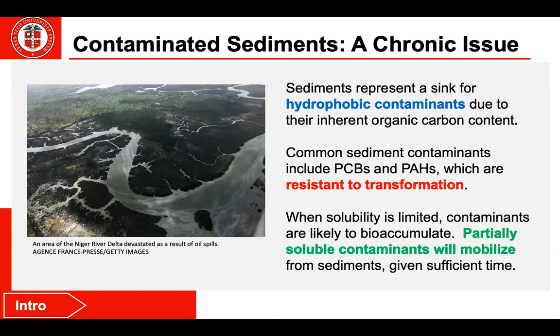When solubility is extremely limited, they tend to accumulate in organisms, and these are the types of compounds that you see just bioaccumulating through the food chain. More problematic from a direct sediment issue would be the partially soluble contaminants, where in general they tend to adsorb to the organic fraction of the sediment beds, but over time will slowly leach out into the water column above. This is particularly problematic for sediment contaminants that are toxic at extremely low levels.